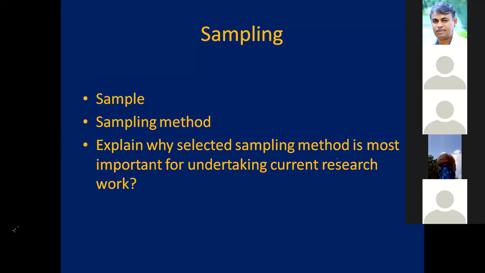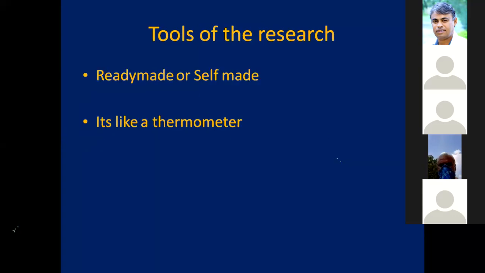And for drawing the sample, you have to use a sampling method. So generally people carelessly select the sampling method, and it affects your result. Remember that. If you carelessly select the sampling method, it definitely affects your research outcome. So whatever sampling method you select should be properly justified by the researcher, and through this sampling method, the researcher should select the sample.